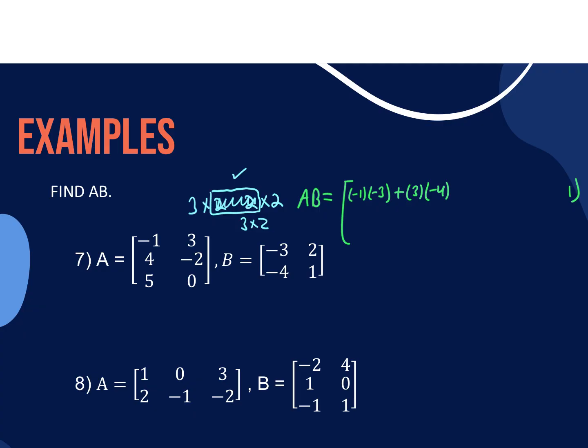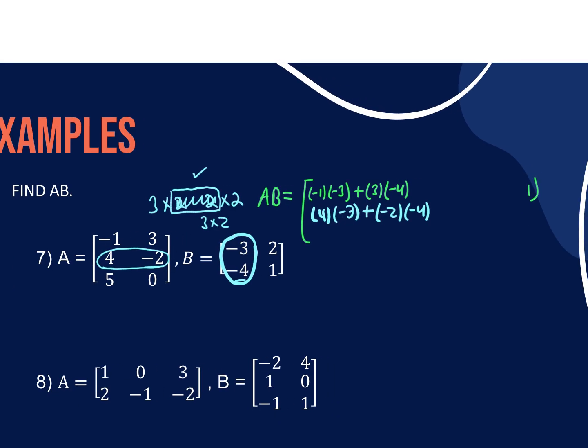Now moving on to the second row, we're going to do the second row and this first column. So again, it's the same exact pattern, left to right, top to bottom. So it's going to be the first times the first, so 4 times -3, plus the second times the second, so -2 times -4. All right, and that's it for the first entry of the second row.